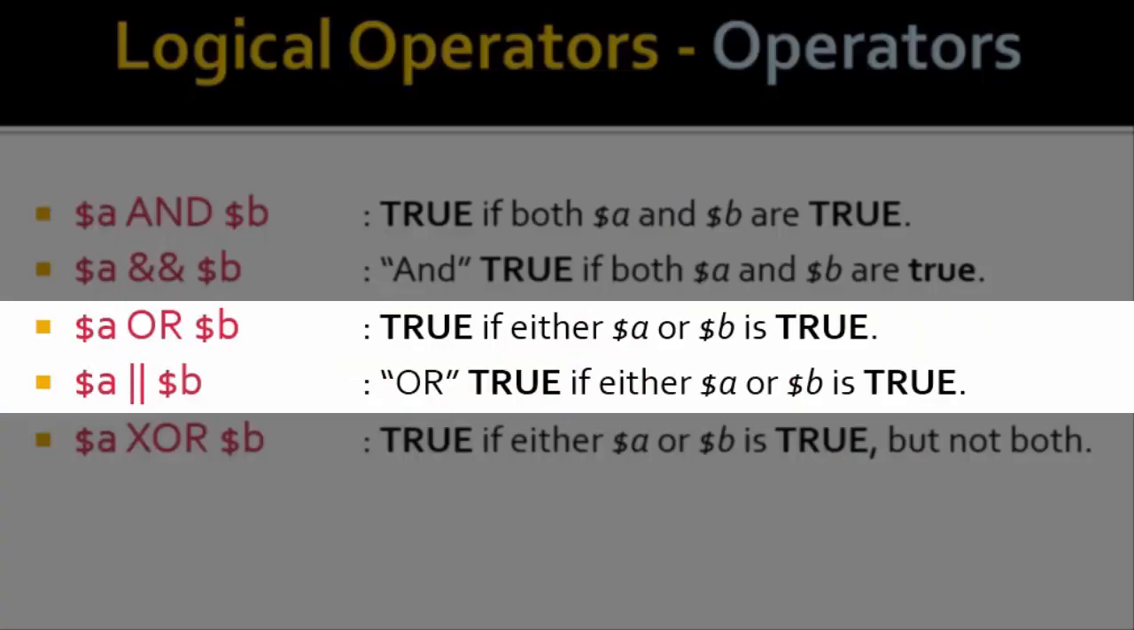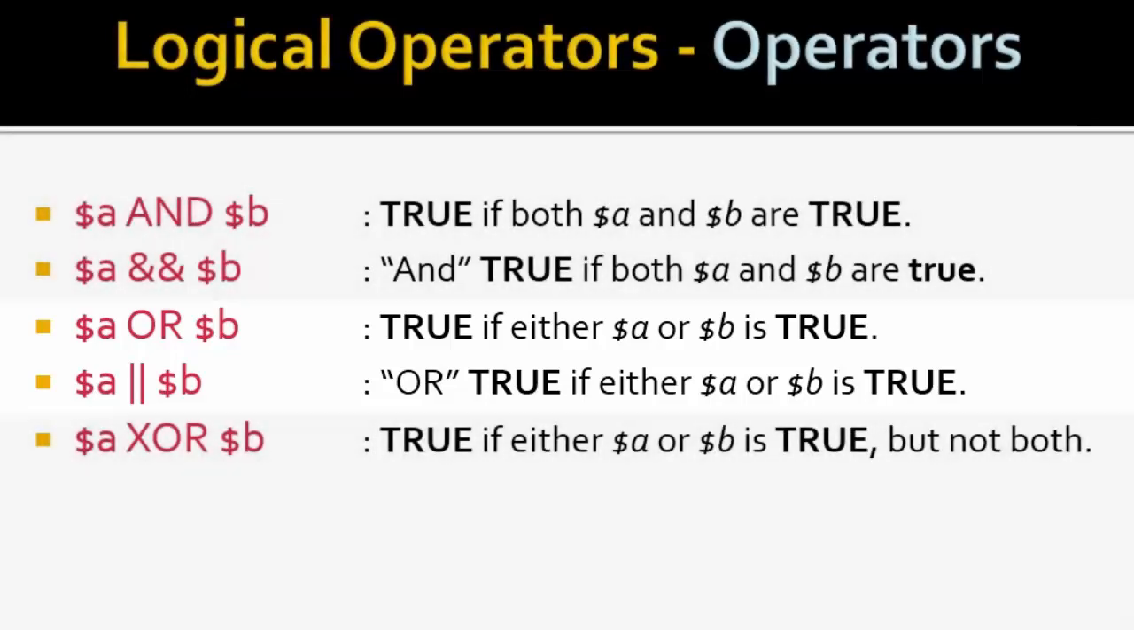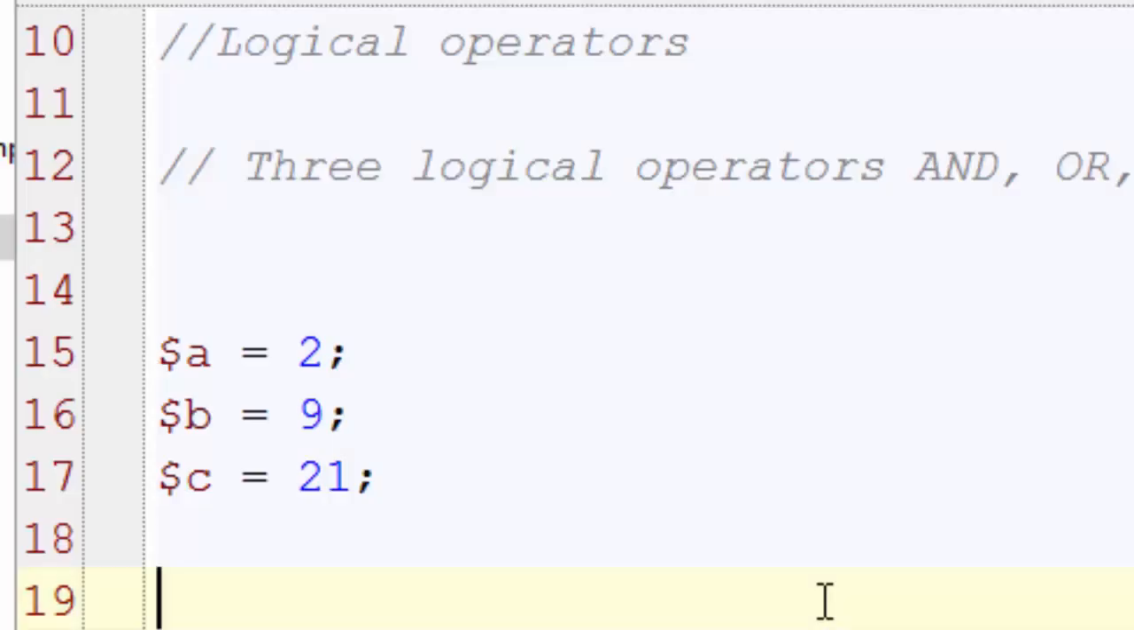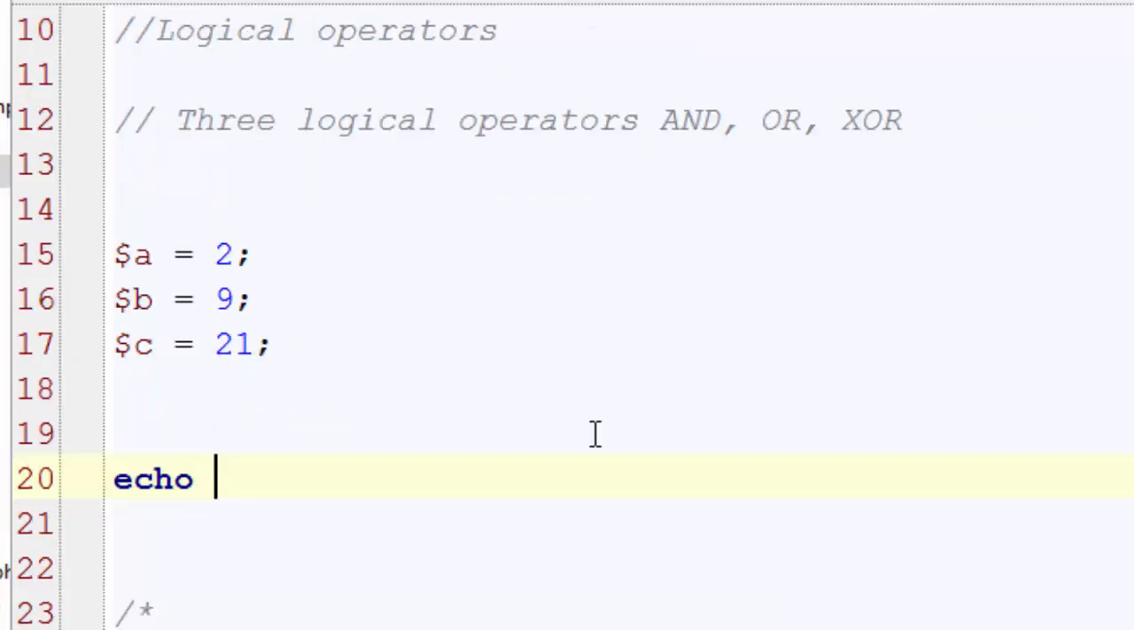$A or $B. True if either $A or $B is true. $A double pipe sign $B. Or true if either $A or $B is true. This logical operator is slightly different from the AND operator. Let's use previously defined variables A, B, and C for demonstration. Let's write a true statement. Variable A is less than B, and then OR, and then another true statement, variable B is less than C.